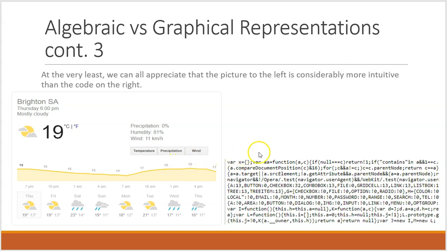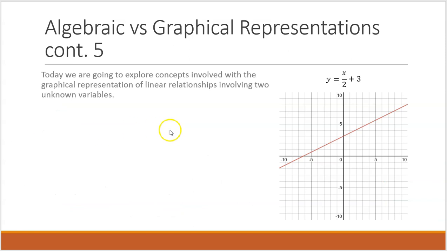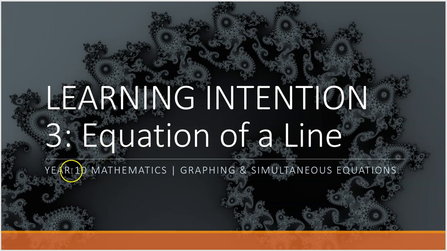But if we look at the information to the right, we're presented with code. So this is sort of like a mathematical model, but it's used in a computer programming language. Now, what we're going to do today is have a look at converting a linear equation, y equals x over 2 plus 3, into a graphical model, so how we can create a graph from an equation. So that brings us to Learning Intention 3, Equation of a Line.